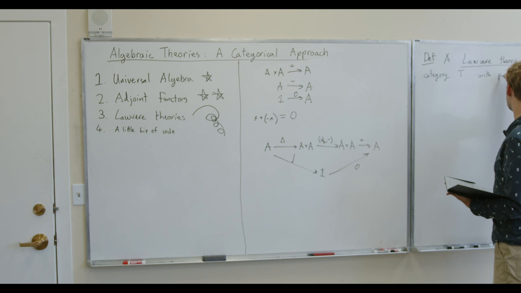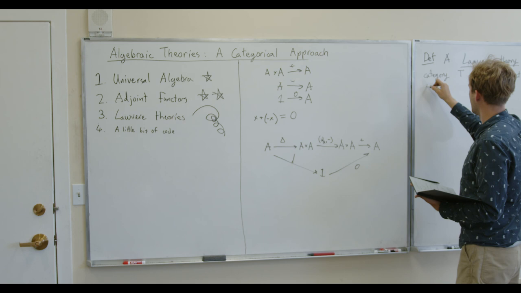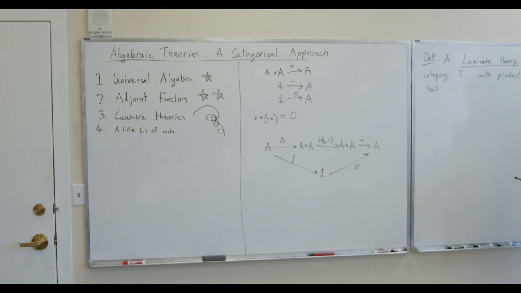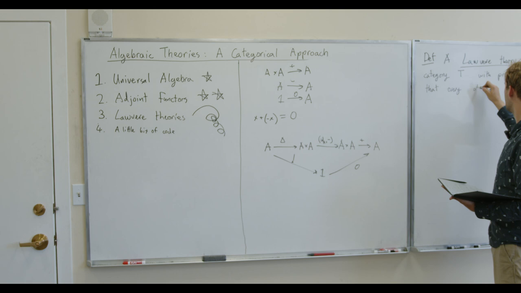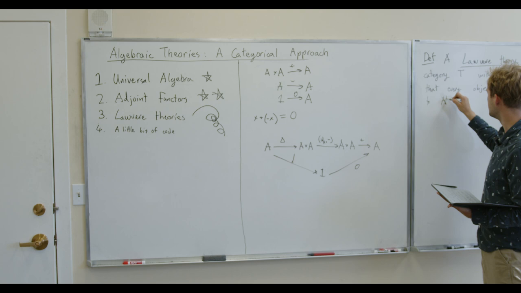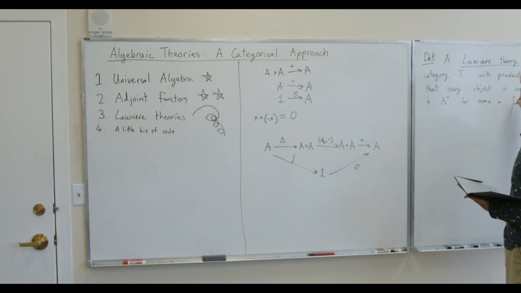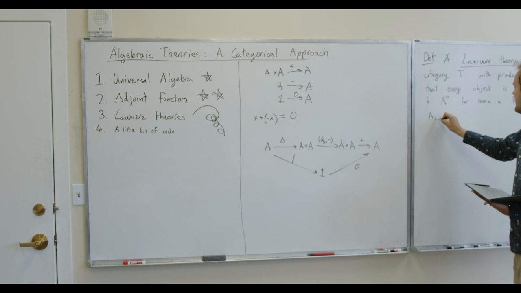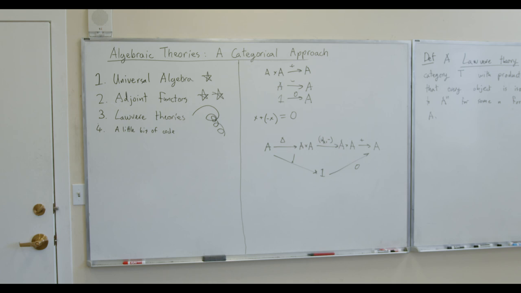with products such that every object is isomorphic to A to the N for some N for a fixed A. So what does this mean? It means we have a category T, it has a special object in it. Every other object in that category is isomorphic to the n-fold product of that object with itself.